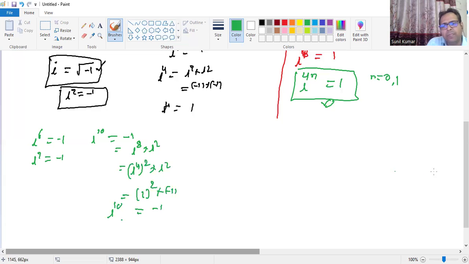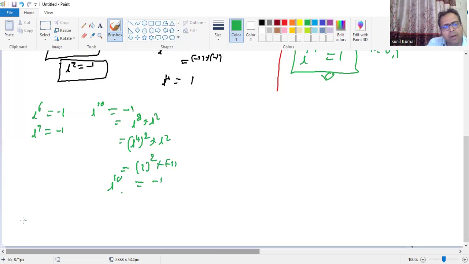So in this series we can see i power 2, i power 6, i power 10, i power 14, and so on, we will get minus 1. All these values are going to give minus 1. So we can write the general form for this as i to the power 4n minus 2.